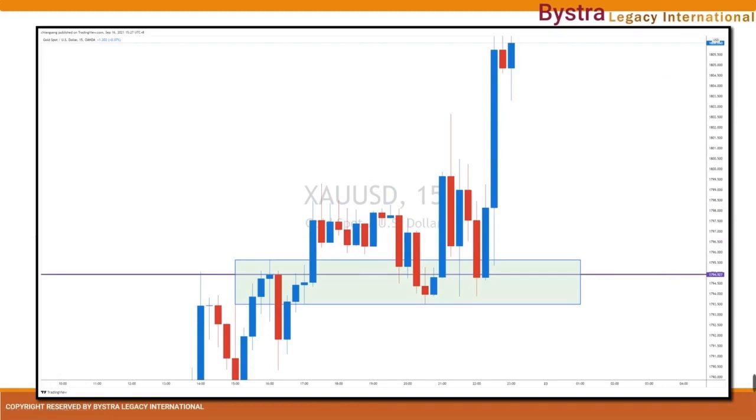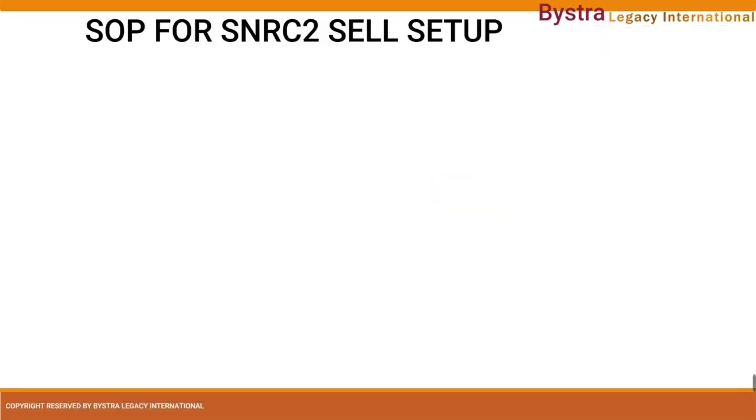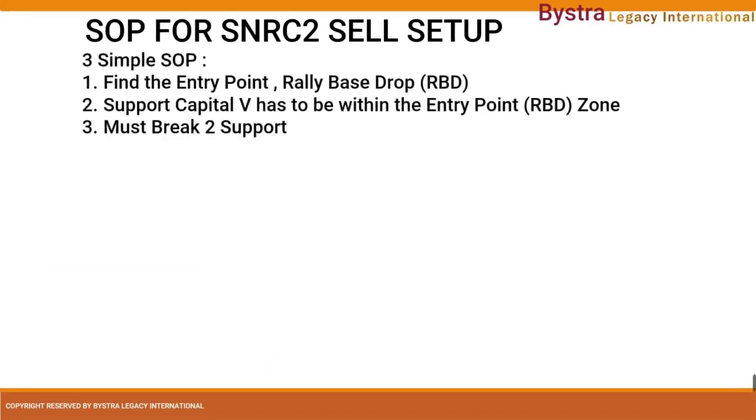Now let's look at the SOP for the SNRC2 sell setup. This time the entry point for the sell setup would be the rally base drop, and we will use the capital V, which is the support, as our entry point into the rally base drop zone. So for the sell setup, we need to break two support. Okay, so let's have a look here. So the entry point for the sell setup is the rally base drop.